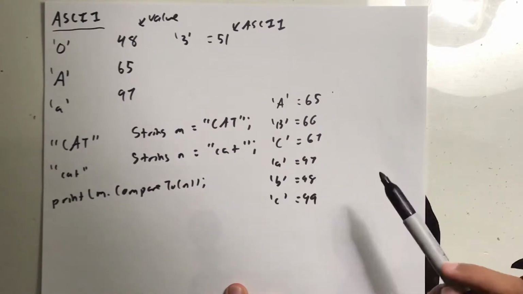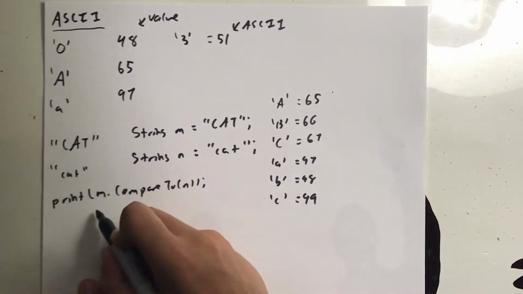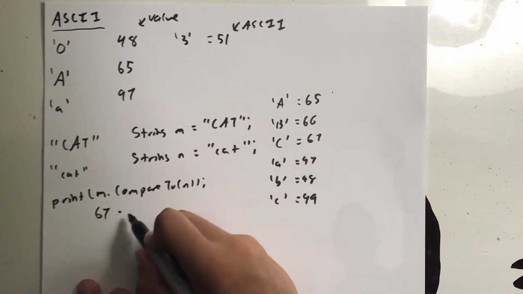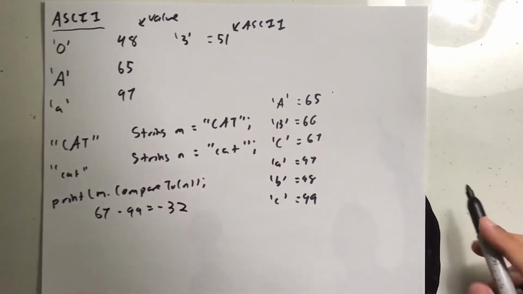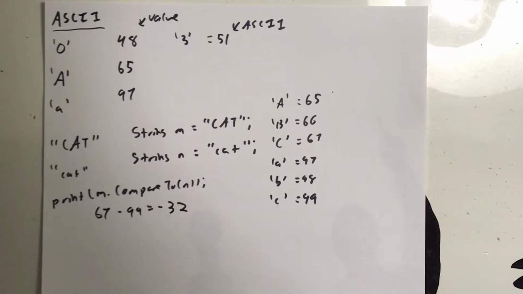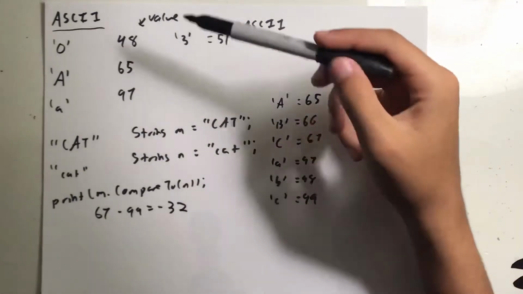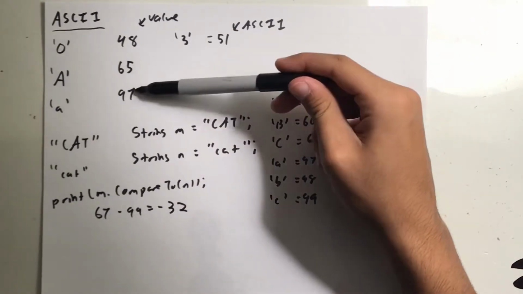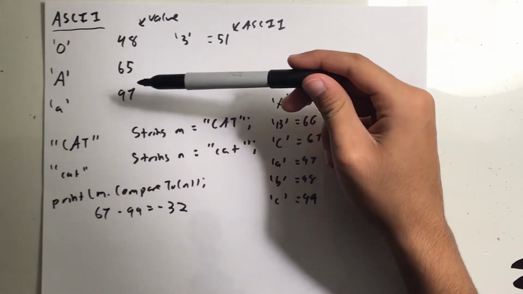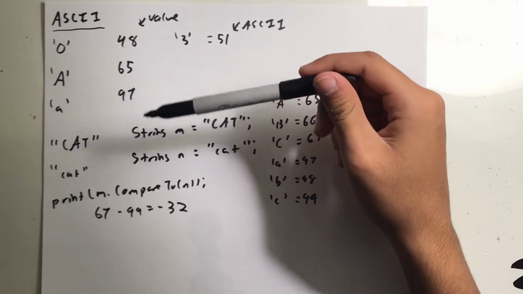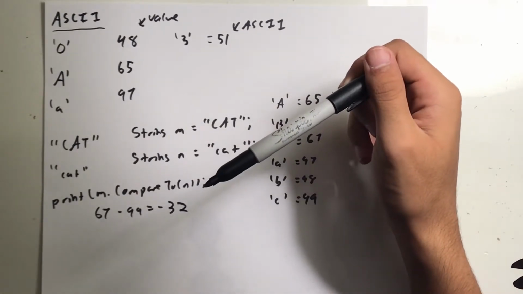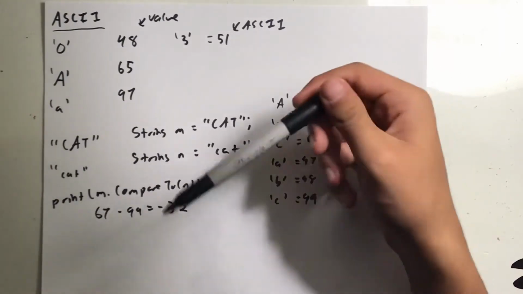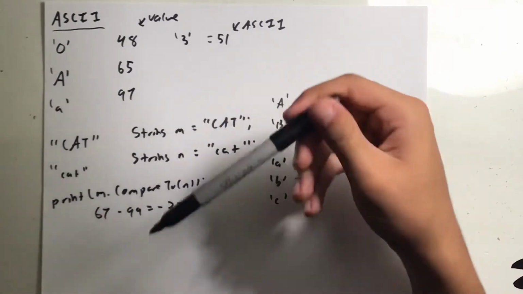So we're going to do m compared to n, it's going to be capital C versus lowercase c. So 67 minus 99, which equals negative 32. The negative sign means that the capital C comes before the lowercase c. And it makes sense because the capital letters are before the lowercase letters. So capital C precedes the lowercase c. Right? The negative sign tells us that the first word alphabetically precedes the second word.